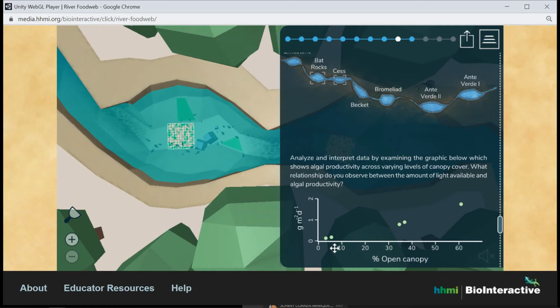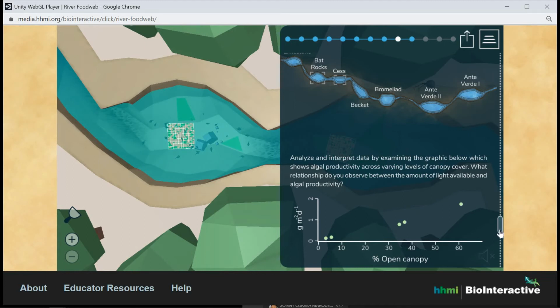And you're also going to use this graph. This graph shows on the bottom the percent open canopy, which is another way of measuring how much sunlight there is. So the canopy is the trees. They block the sun. More open canopy means more sunlight. So over here, this one has the most sunlight. And then your y-axis is the grams of algae per meter per day. So how much algae is growing every day in a given square meter. This graph shows some data.